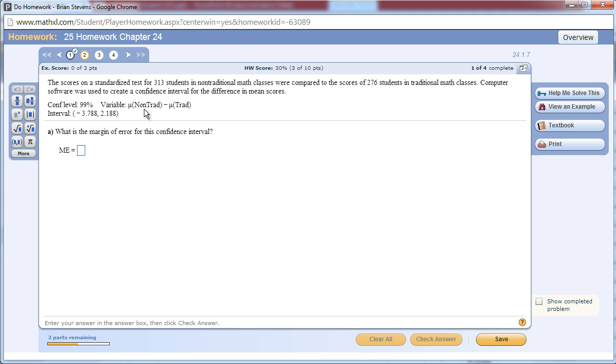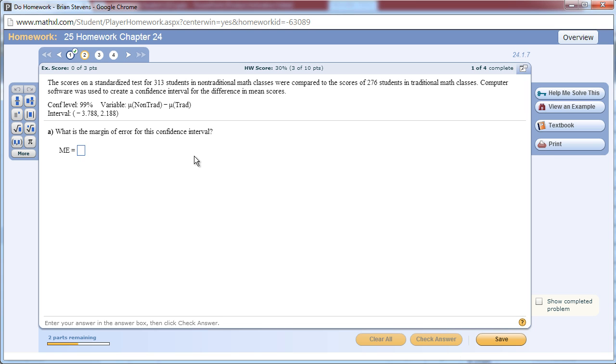And if you notice, we see the confidence interval is more negative, so we have mu non-traditional minus mu traditional. So mu non-traditional would be lower because the confidence interval is more negative, because the actual difference that is observed between the two means would be somewhere down here. Let's figure out the actual difference. The actual difference would be the center of the interval.